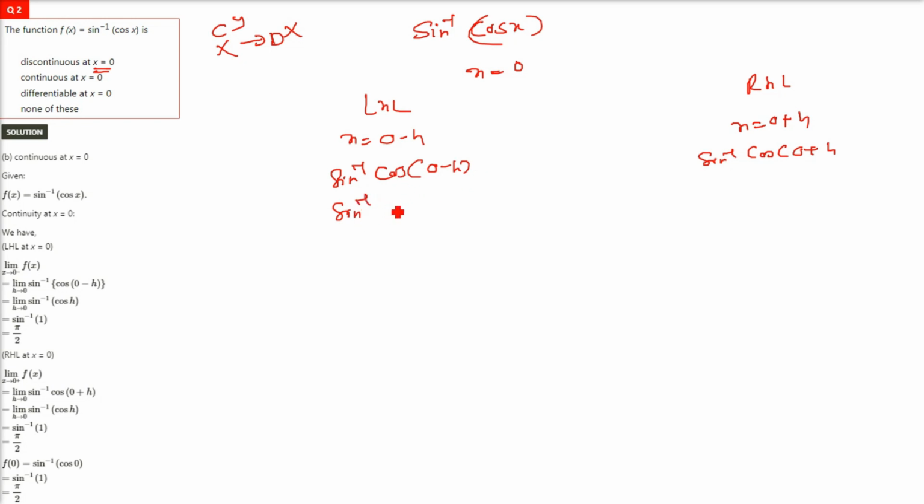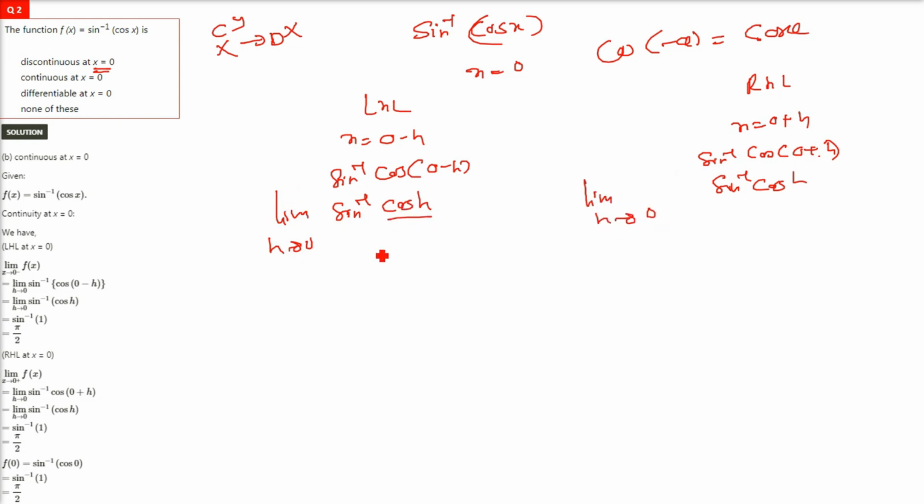So sine inverse cos of negative h, and cos minus theta is cos theta only. And then we have sine inverse cos h. So cos h is inside on both sides. You can just apply the limit h tends to 0 here, and here also limit h tends to 0. And cos 0 is 1. So sine inverse 1 it will be. Here also sine inverse of cos 0, which is 1.